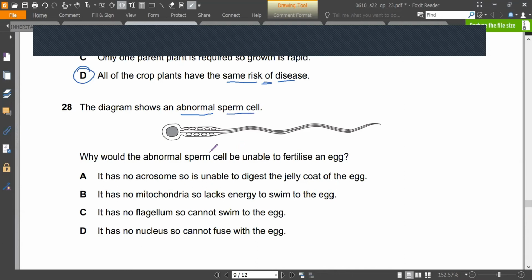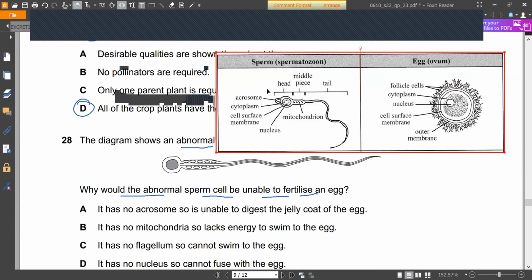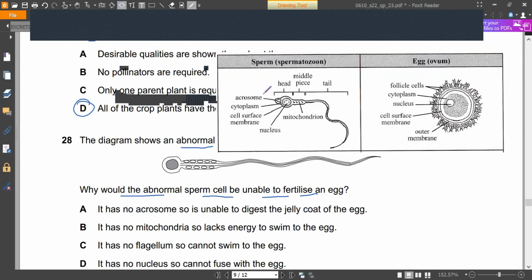Next, we have an abnormal sperm cell. What would be the abnormal sperm cell, unable to fertilize an egg? Something is not normal about the sperm cell. This is what a sperm cell looks like. We can see clearly what is lacking is the acrosome.